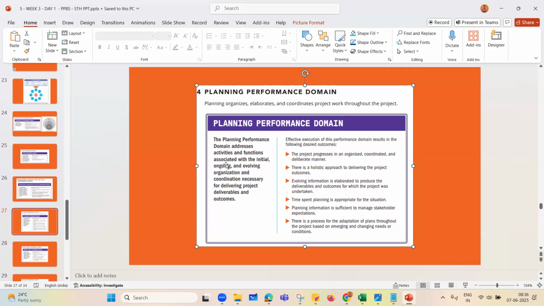The planning performance domain addresses activities and functions associated with the initial, ongoing, and evolving organization and coordination necessary for delivering deliverables and outcomes. Thank you so much, Suchita, for reading this out. So this performance domain is all about planning, because you have decided how we are going to deliver the project, so you have to plan that. We have defined just an approach. We have defined how to reach the 30th floor of the building, but exactly how would I reach it? Is it a maze to reach the escalator, or what are the paths we need to take to reach the lift or steps or staircase?